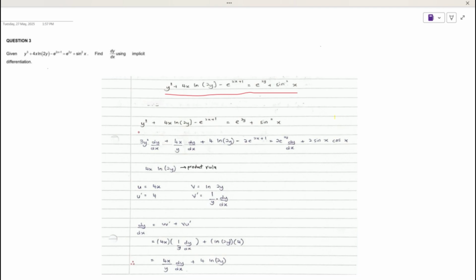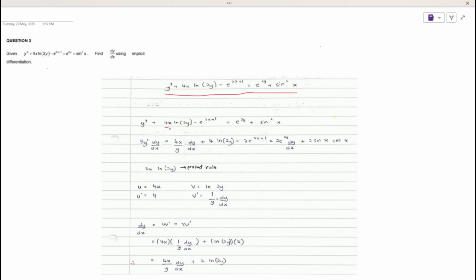So we need to differentiate it first. When we differentiate y power of 3, we will get 3y power of 2 dy dx. Keep in mind that if you differentiate something involving y, it needs to be multiplied with dy dx because we are differentiating y with respect to x.